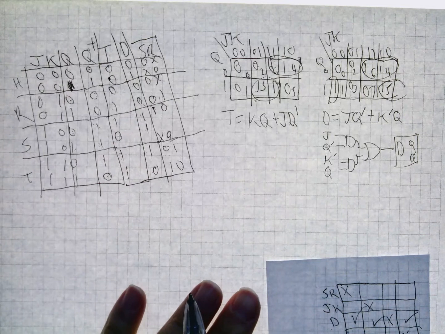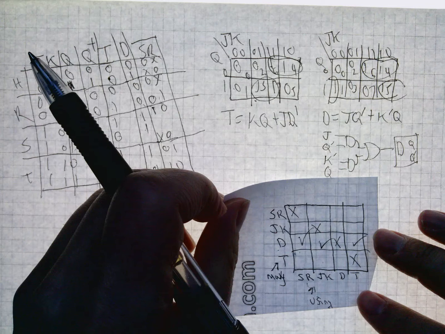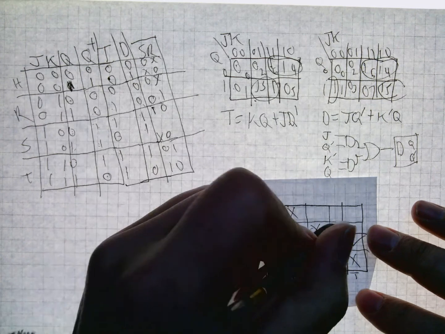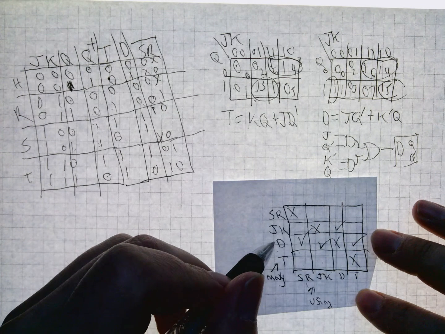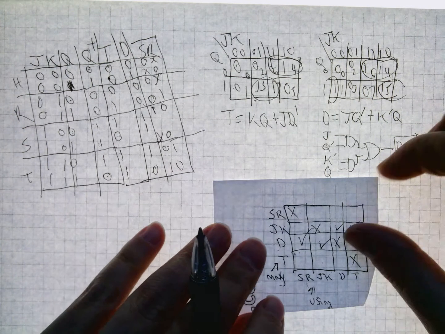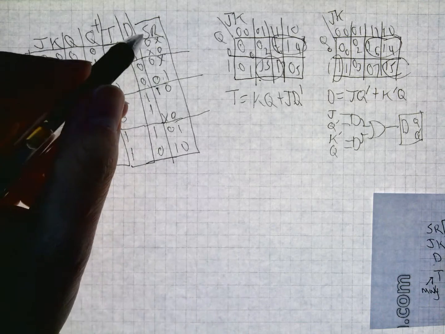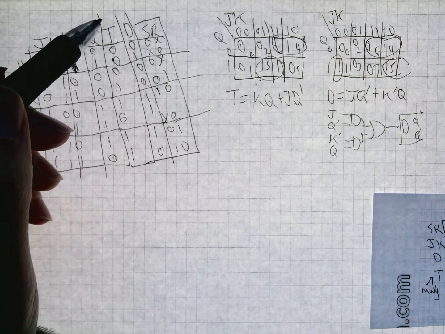You've taken the opportunity to make a JK flip-flop from a D flip-flop. You've done the same thing for the T flip-flop. You're going right along the row. The one thing you didn't do was an SR flip-flop, and for that you would need two K-maps because you've got two inputs, one for the S and one for the R.